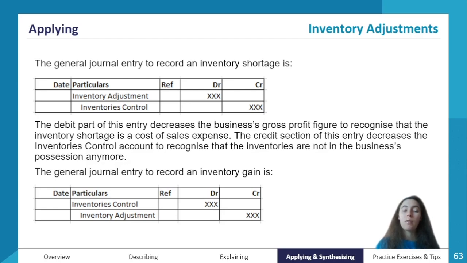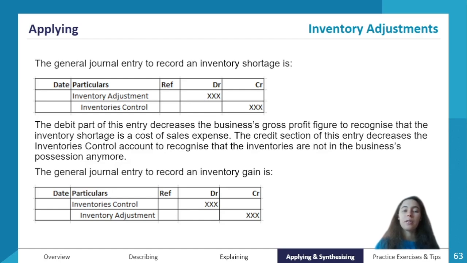So inventories is the asset account that is going down because we've realized we have fewer inventories than what we thought. So that is why that asset account, which is debit by nature, is being credited to show that reduction. And the inventory adjustment is an expense account that's going up. So that is debited, just like the nature is a debit.